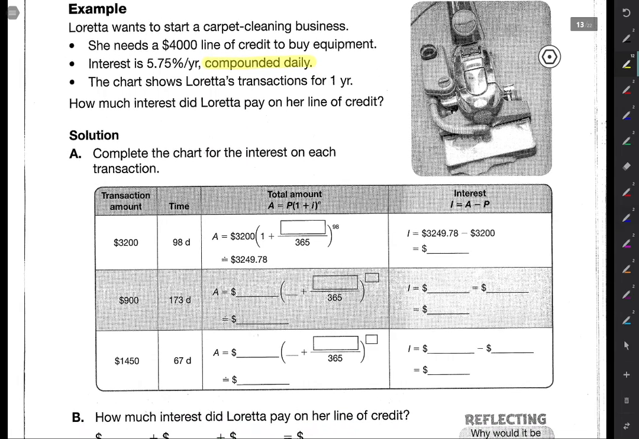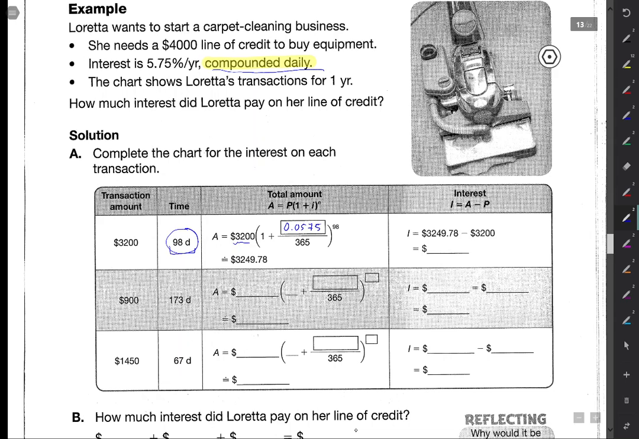So let's fill in this chart. The first transaction Loretta did was $3,200 and she paid that back in 98 days. So let's plug this into our compound interest formula. The principal is 3,200. Then we have that 1 plus, and now our interest rate goes in the blank up here. So that would be 5.75% or 0.0575, and then divided by 365 because it's compounded daily. And this time frame was 98 days. So since it was compounded daily for 98 days, it would be compounded 98 times.